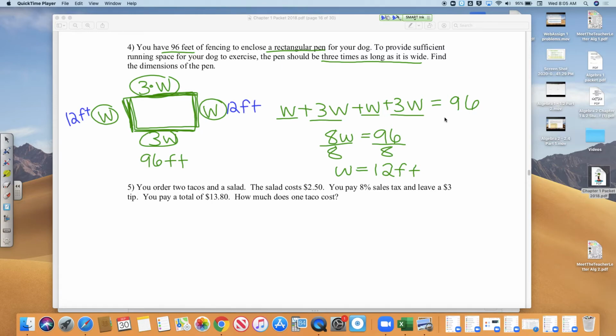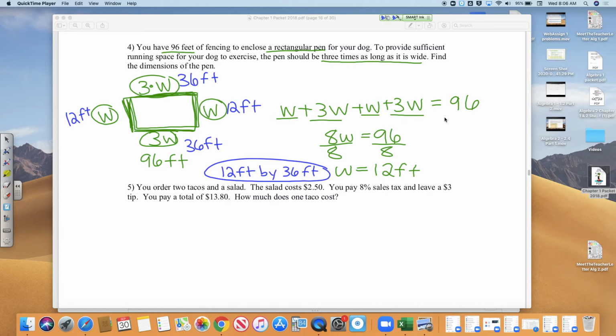If I know the width is 12 feet, then to find the other length, I would multiply 12 times 3, since it's 3 times what the width is. 12 times 3 is 36, so this would be 36, and this would be 36 feet. So the dimensions are 12 feet by 36 feet. And we could check this by adding 36 plus 36 plus 12 plus 12, and it equals 96 total feet.